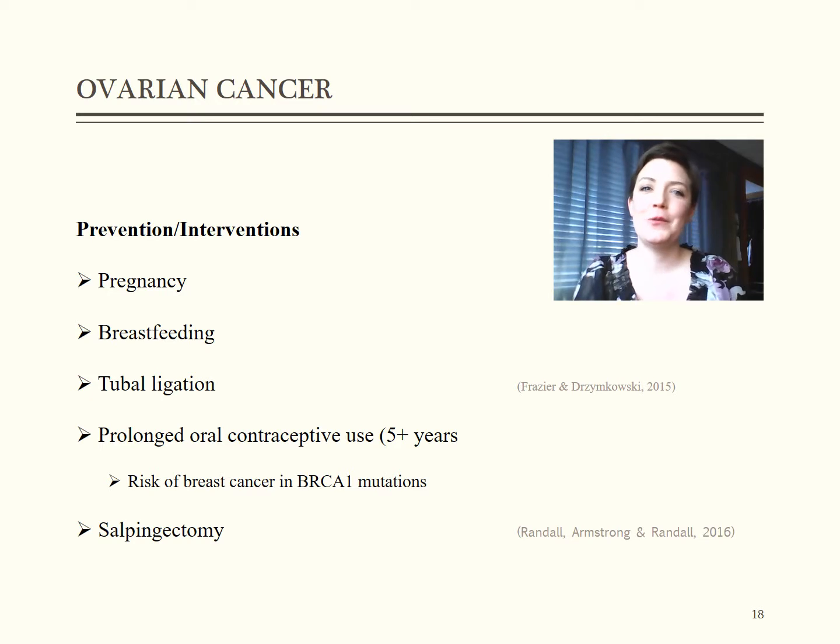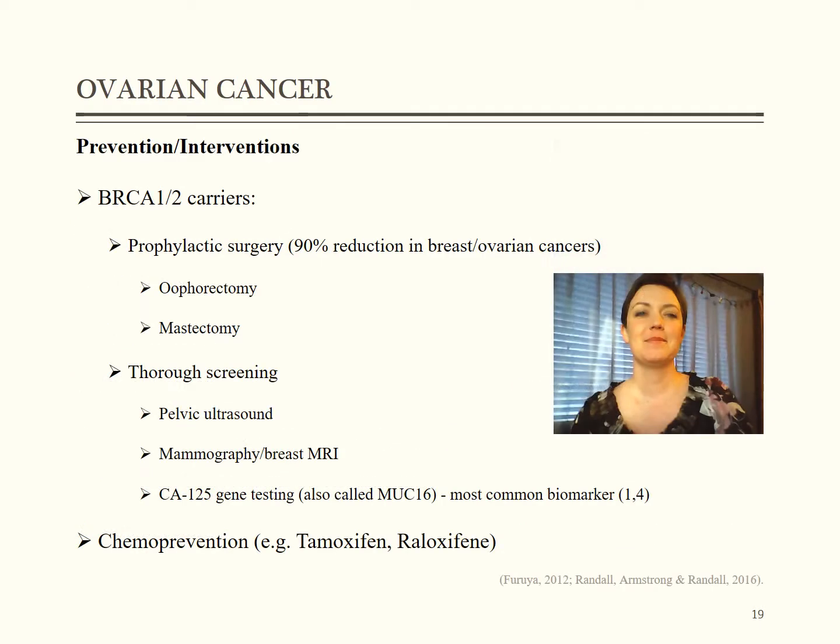There are a few known ways that someone can prevent ovarian cancer. These include having a previous pregnancy, breastfeeding, tubal ligation, or salpingectomy, although there is a risk of breast cancer development with the use of oral contraceptives. Prolonged use has shown a decrease in developing ovarian cancer. BRCA1 and 2 carriers do reduce their risk of developing ovarian cancer with prophylactic surgery such as an ovarectomy or mastectomy, as well as thorough screening.